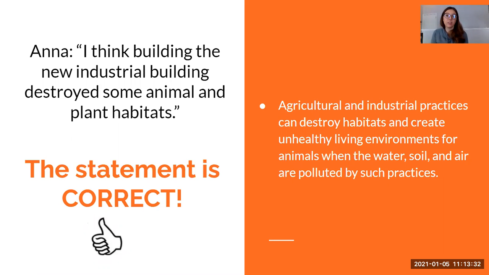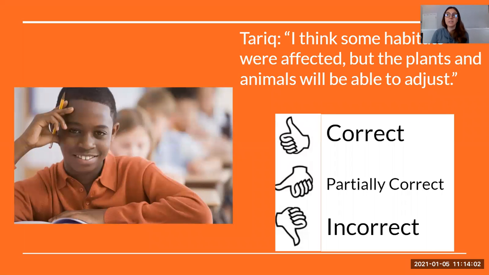So agricultural, that means farming, and industrial, which means factories, practices can destroy habitats and create unhealthy living environments for animals when the water, the soil, the air are polluted by their practices or what they have to do to run the factory or run the agriculture activity. So Anna was correct. It will destroy some animal and plant habitats. The last one, here is Tariq.